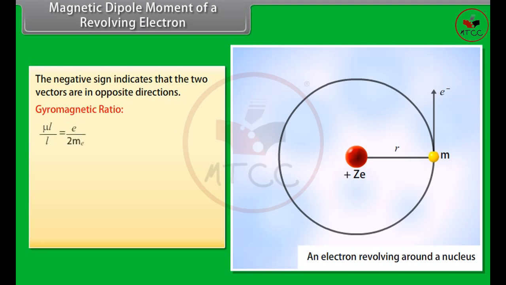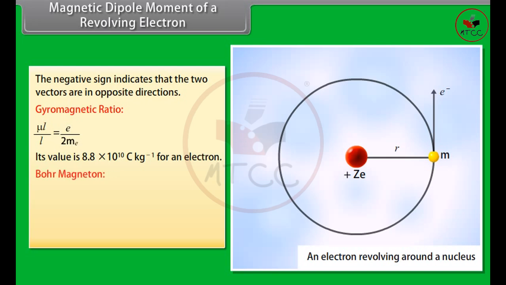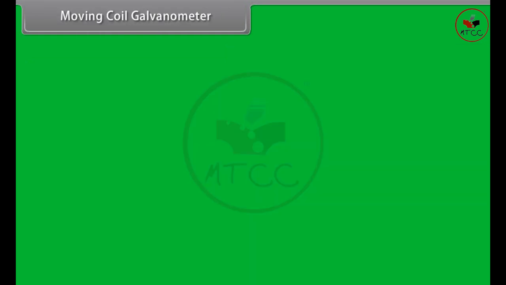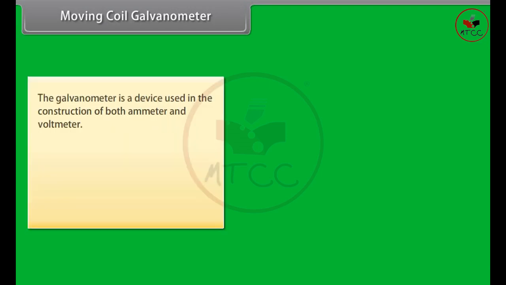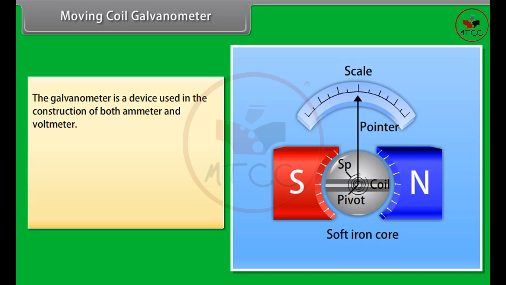Gyromagnetic ratio. Mu L upon L is equal to e upon 2 m_e. Its value is 8.8 into 10 raised to the power 10 coulomb per kilogram for an electron. Bohr magneton. Mu B is equal to e h upon 4 pi m_e. Its value is constant and equals 9.27 into 10 raised to the power minus 24 A m square. Moving coil galvanometer. The galvanometer is a device used in the construction of both ammeter and voltmeter.